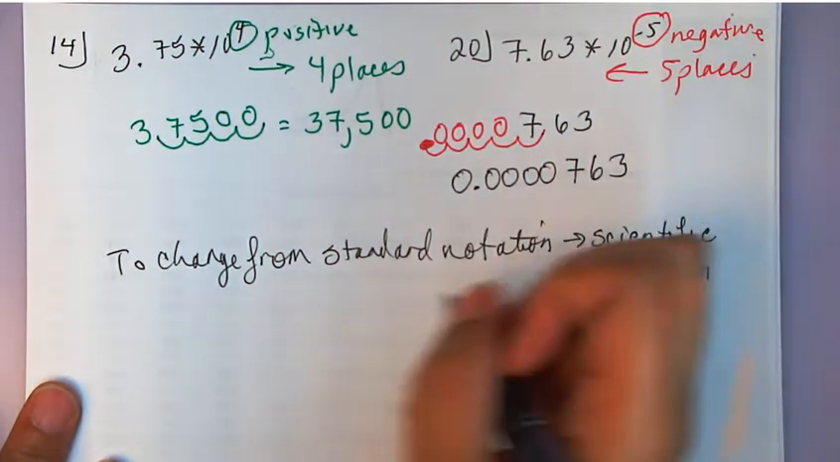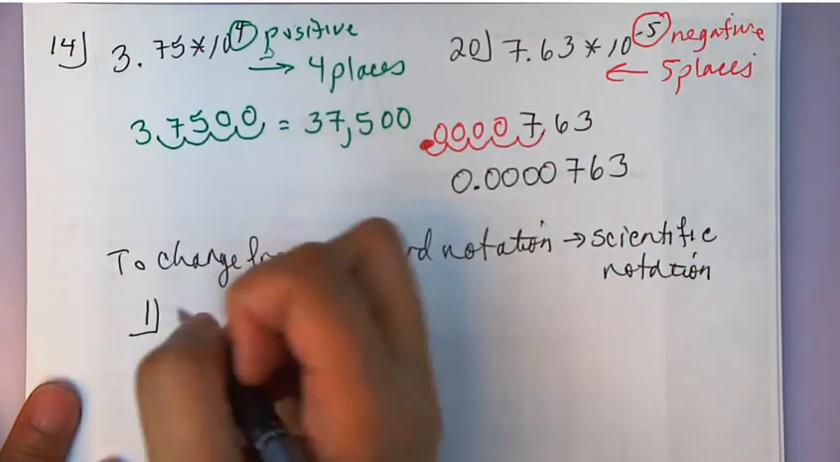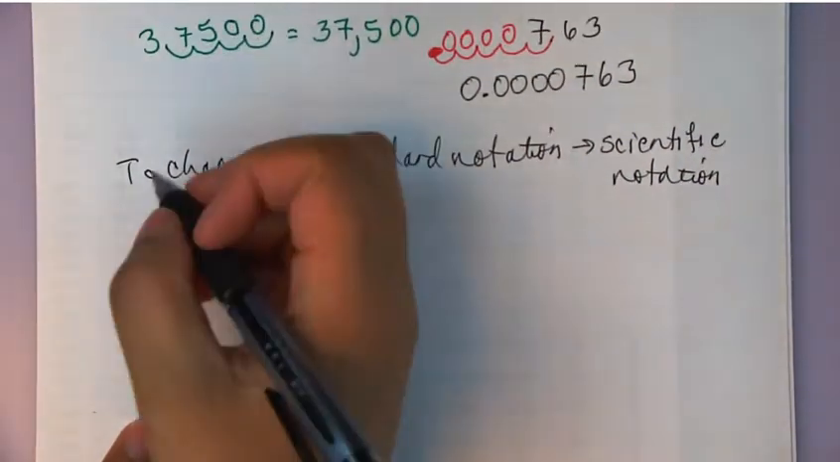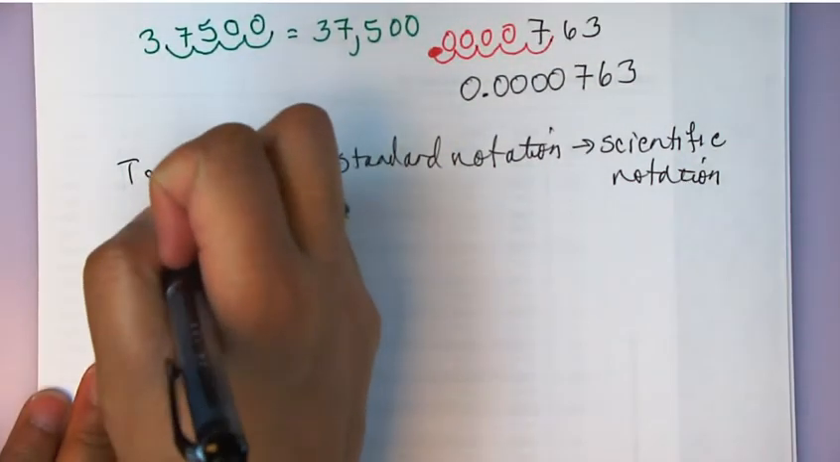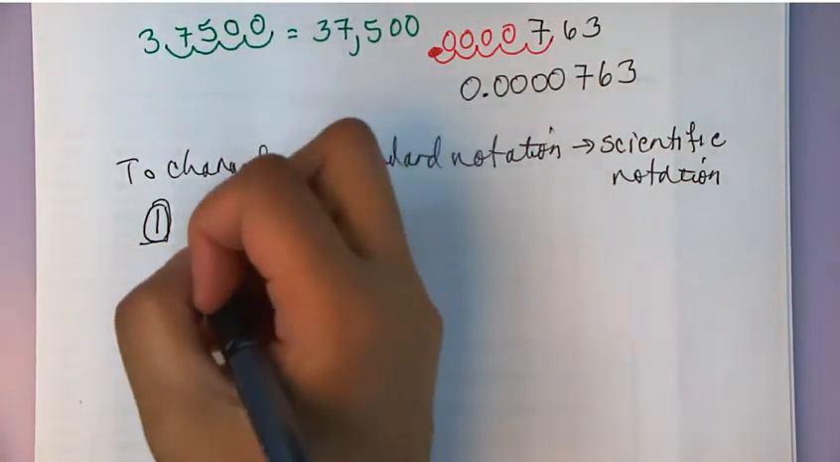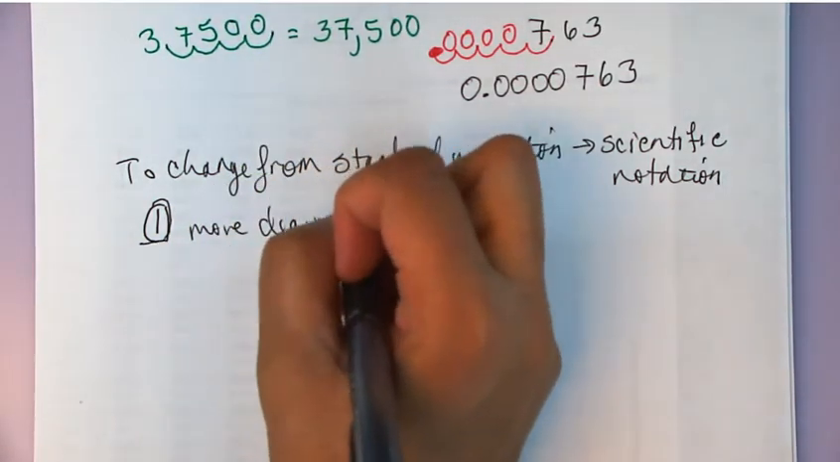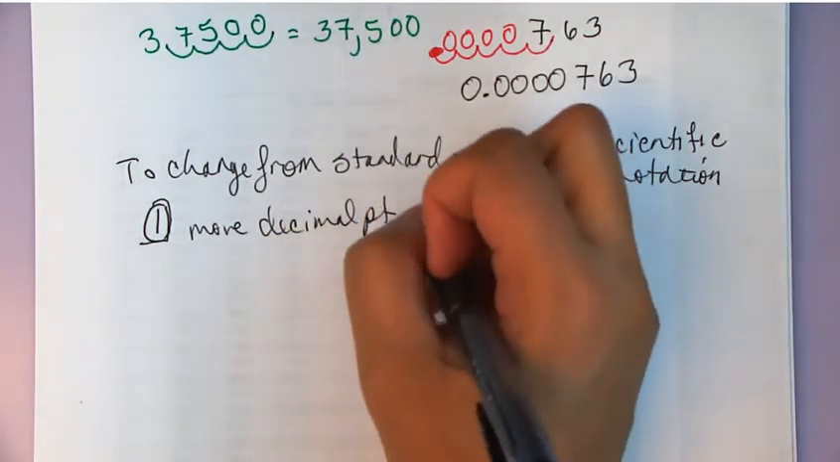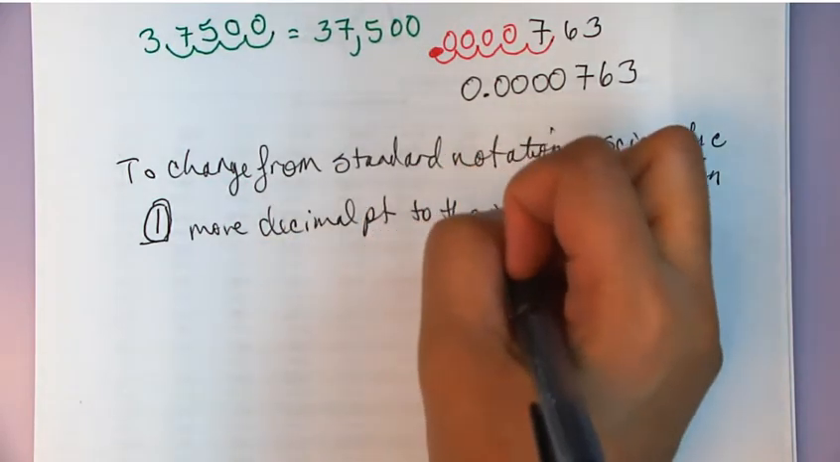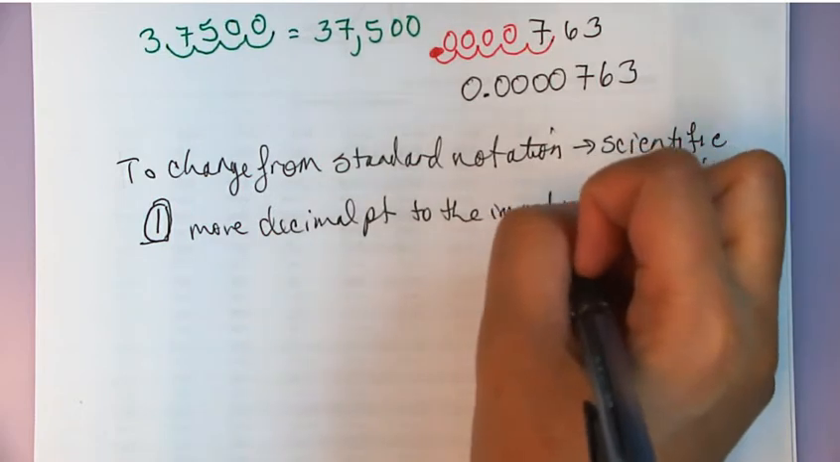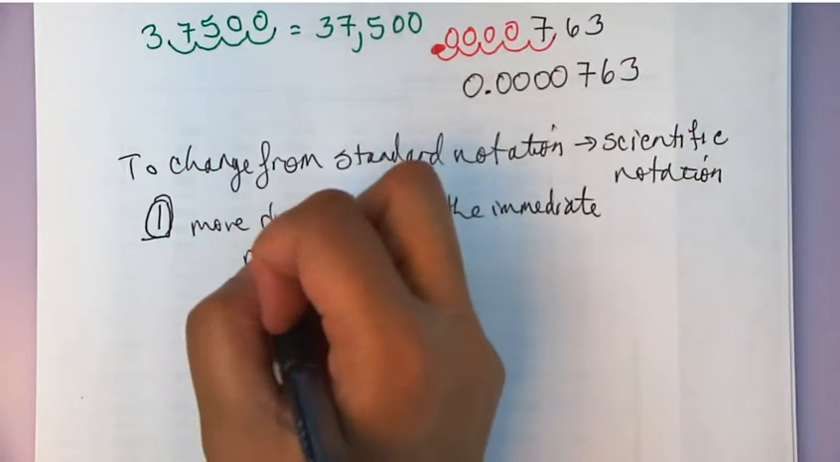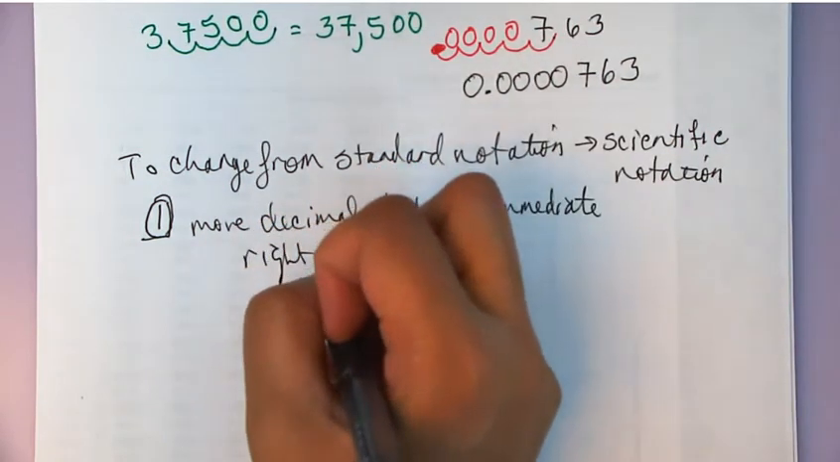Number 1, we're going to move, now let's circle it because that's what we did last time, we're going to move our decimal point to the immediate right of the first non-zero number.